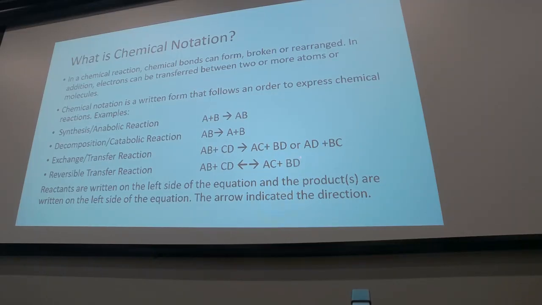And then there is the reversible reaction, where you can have A and B plus C and D converted into A and C plus B and D. And this AC plus BD can be converted back into AB and CD.